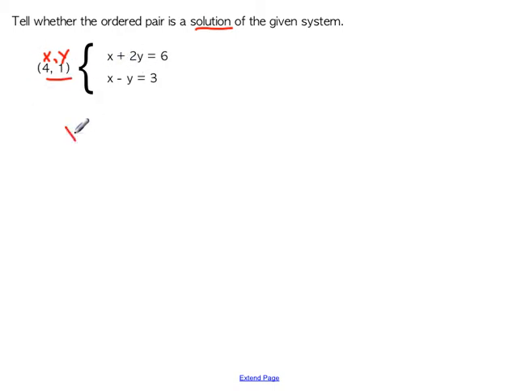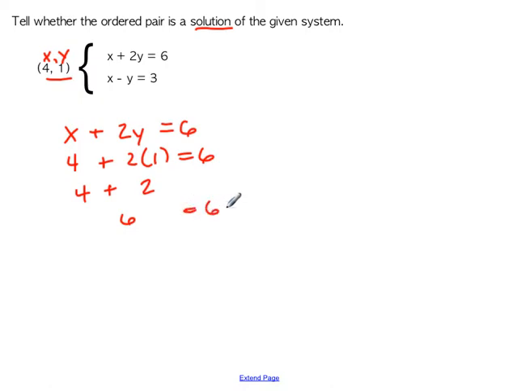So the first one, x plus 2y equals 6. We're going to substitute 4 in for x and 1 in for y, and we're going to see if it makes the statement true. So 4 plus 2 times 1, 2 times 1 equals 2. So 4 plus 2 equals 6. So it checks out. It makes that one true. In order for it to be a solution, though, of the given system, it has to make all of the equations within the system true.